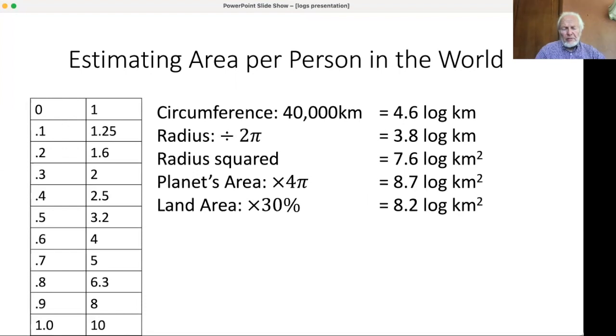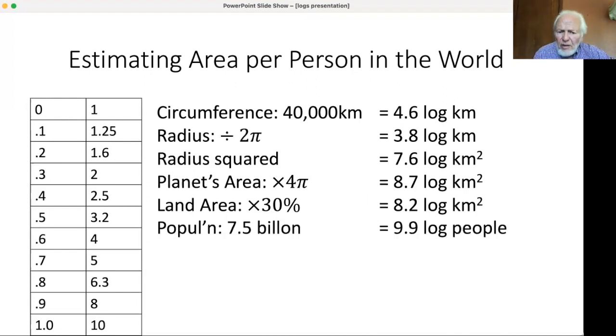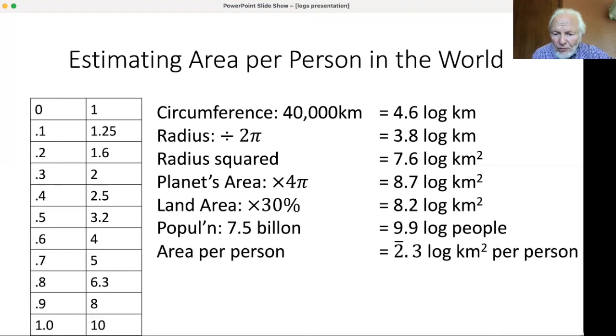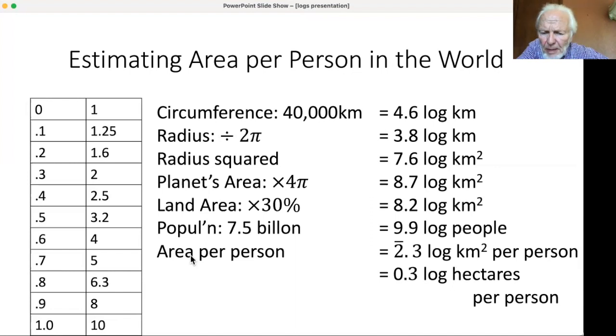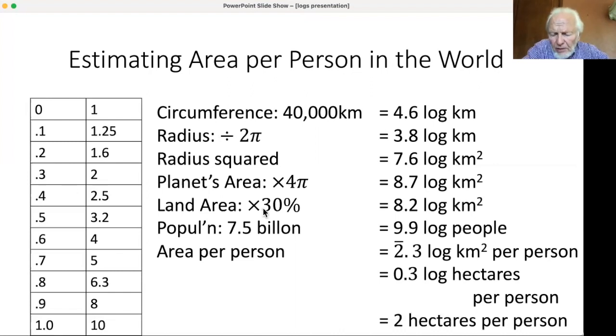Now, about 30% of the area of the Earth is land, I believe. So a log of that's about minus a half. So 8.2 log kilometers squared land area of the world. The population of the world, I believe, is about 7.5 billion. Something like that. Well, that's 9.9 log people. Subtract the number of log people from the number of log kilometers squared, you get bar 2.3. Well, that's kilometers squared per person. Hectares per person is probably more intuitive. That's multiplied by 100. That's 0.2 log hectares per person, and that, of course, is 2 hectares per person.